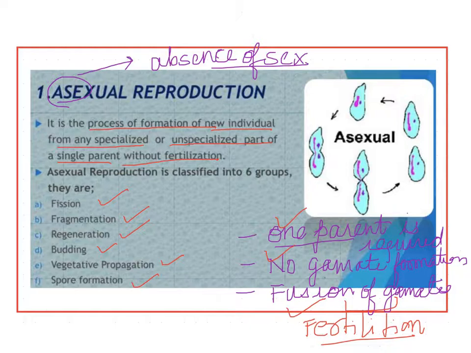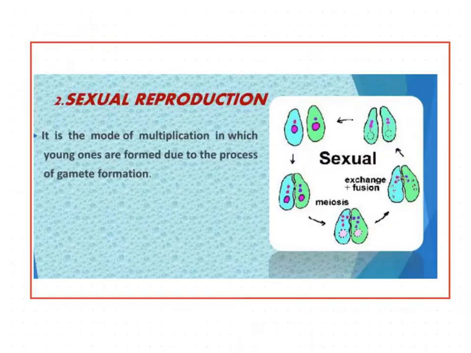तो आपका asexual reproduction जो है वो different processes से, means every organism has a slightly different process, and we can divide this asexual reproduction into 6 types, which are called fission, fragmentation, regeneration, budding, vegetative propagation and spore formation. And we will be dealing with them one by one. हम एक एक करके इनकी बात करेंगे. Right? Now let's continue with sexual reproduction.